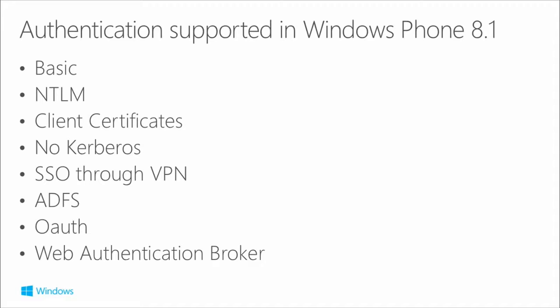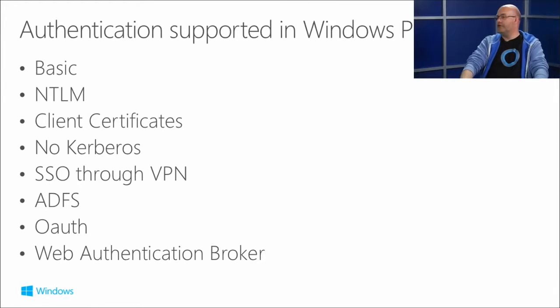We can use single sign-on through VPN. When you have a VPN connection, we can pick up the credentials from the VPN and use them with Internet Explorer or your own app. Obviously, ADFS, OAuth, and all that stuff through the web authentication broker. We will cover that a little bit, and it was already covered in another session, but that is part of the technology we have available now to start doing authentication.